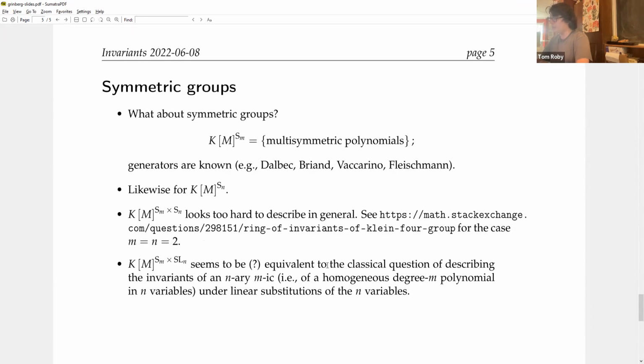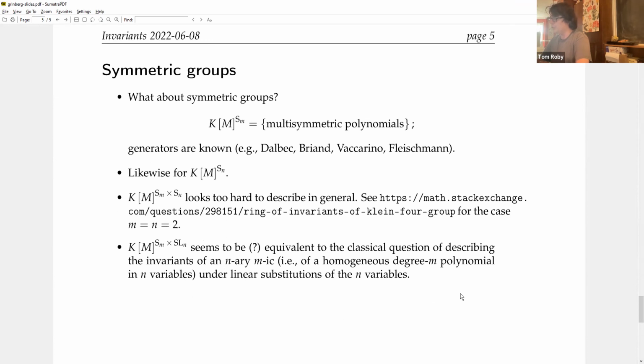So what about going deeper down the totem pole of subgroups and just going to the symmetric group? GLn contains an Sn via permutation matrices. So here we are completely out of luck. This is wild stuff. Even if you just have a symmetric group act on one side, you get the so-called multisymmetric polynomials. You can write down pretty large generating sets.